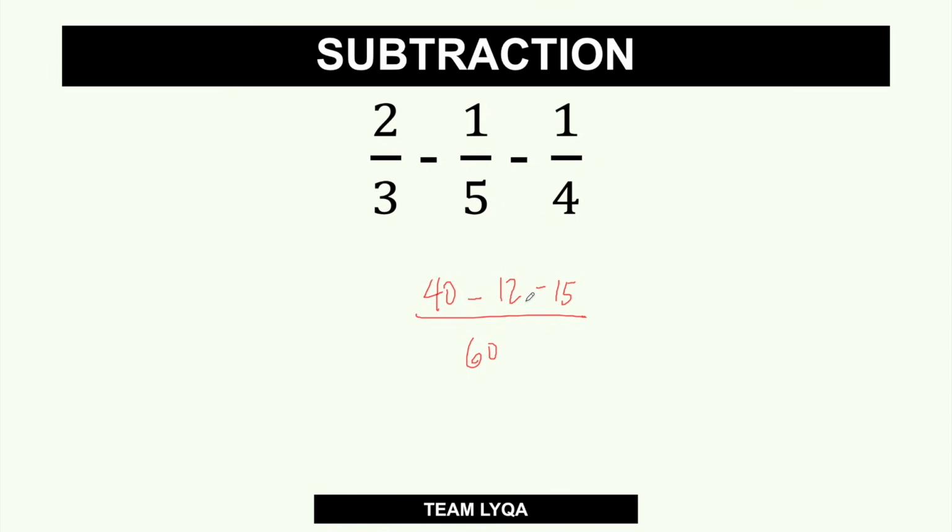40 minus 12, that is 28. Minus 15, that is 13. So, the answer is 13 over 60. Since hindi ko na yan pwede i-lowest terms, that becomes my answer. Okay? So, again, pinagpare-pareho mo ng apelido, tapos just solve across. Kaya it takes practice talaga when dealing with fractions.